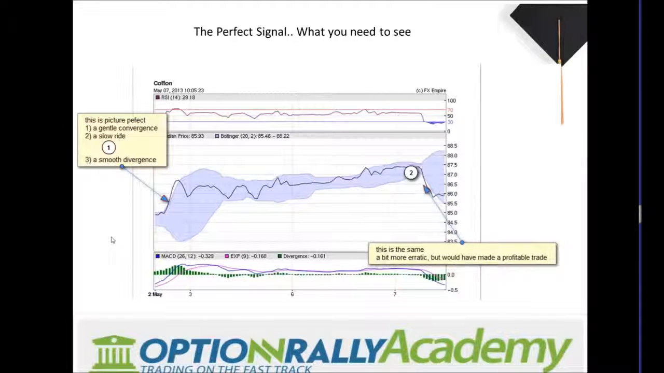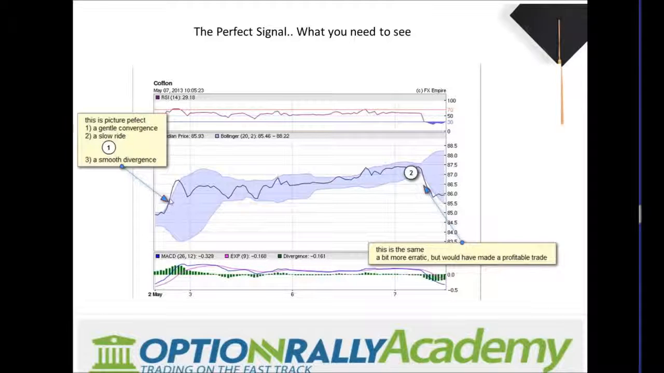So this is a chart from May the 7th of cotton. This is a beautiful trade. You see here where the arrow is pointing at 1, we see that the price gently lays on the upper band. It does not radically break through there. It's not a violent breakthrough. It moves up, moves on it, and then diverges. This trade went on for almost a half a day.